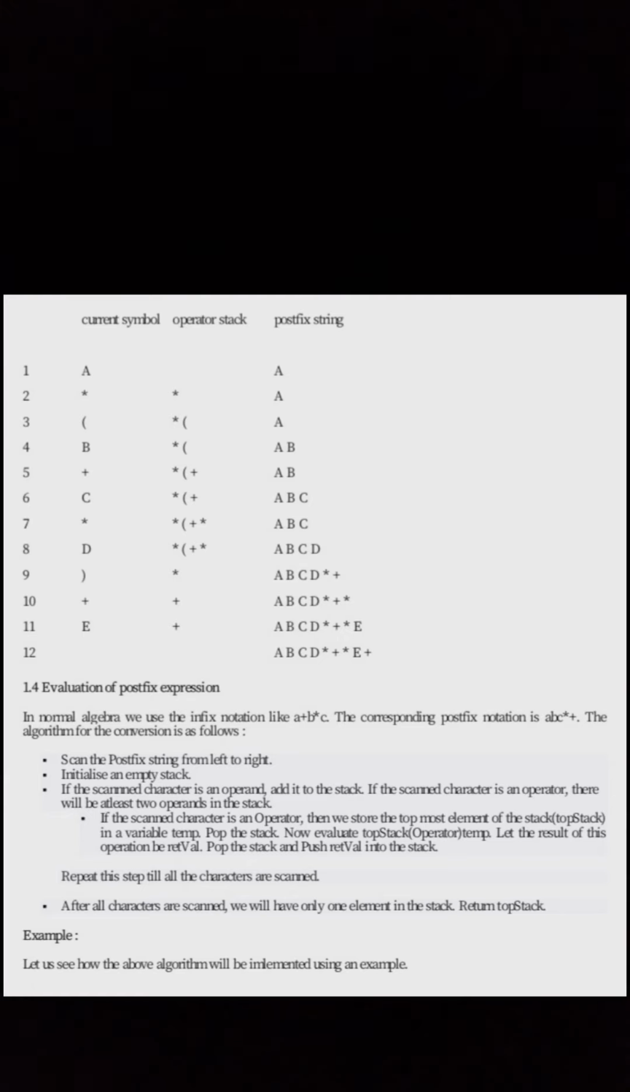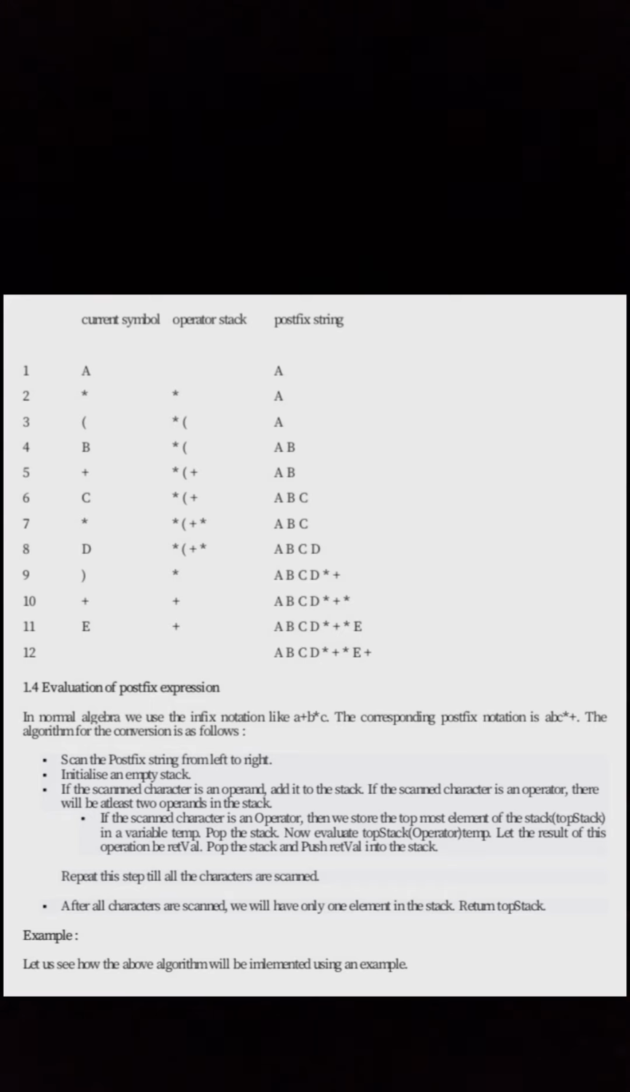Scan the postfix string from left to right. Initialize an empty stack. If the scanned character is an operand, add it to the stack. If the scanned character is an operator, there will be at least two operands in the stack. Then we store the topmost element of the stack in a variable temp. Pop the stack. Now evaluate top stack operator temp.